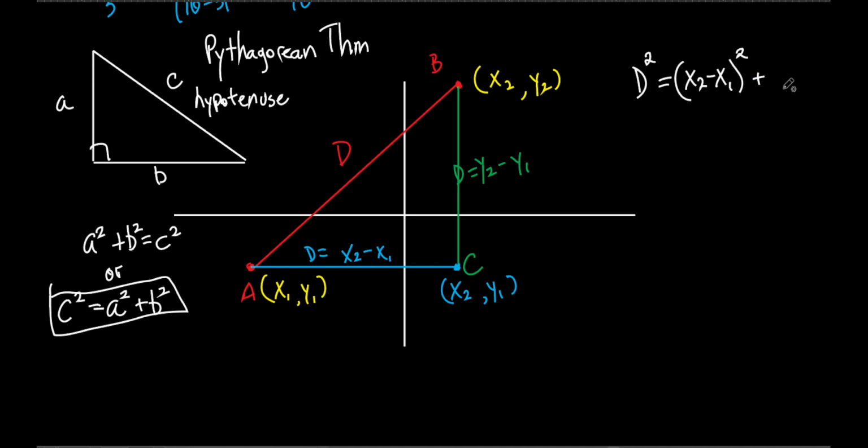Plus, not double it. No, no, no. Squaring is not doubling. Don't say double because that's not the same thing. All right. What's the other side? The green one. What's the green one? Y2 minus Y1 squared.